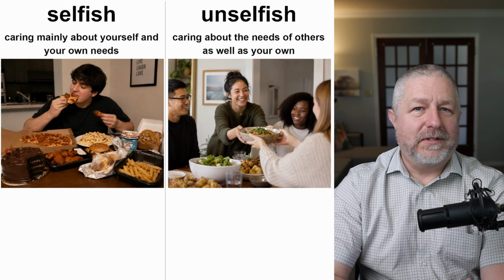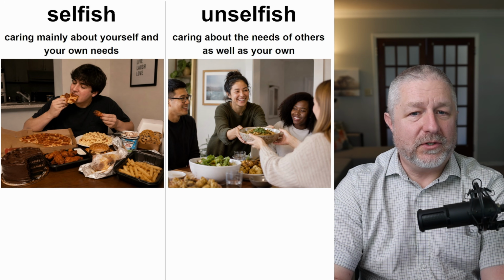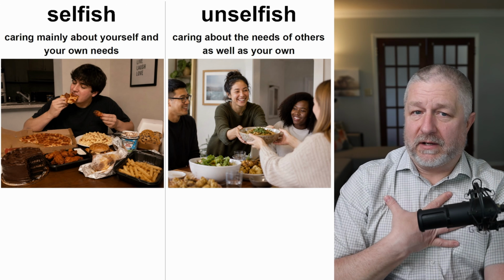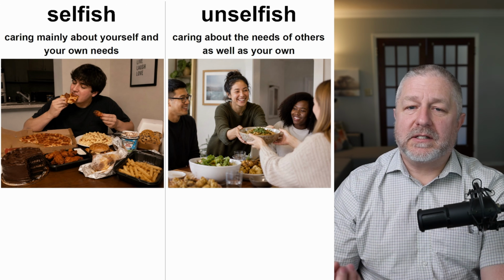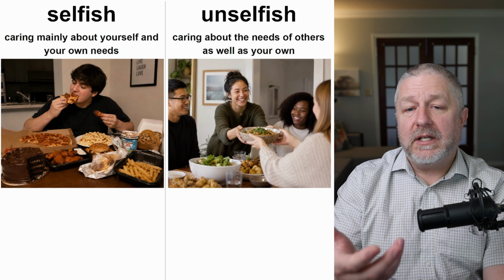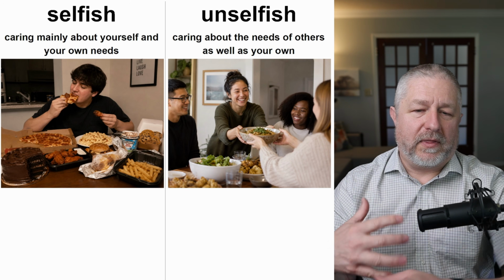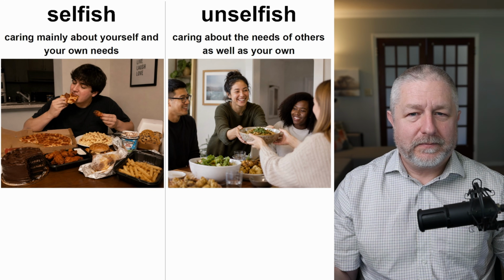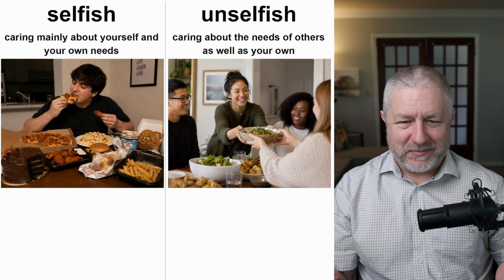Selfish and unselfish. A selfish person would be someone who is caring mostly about yourself and your own needs. So if you care mostly about yourself and your own needs, you may be considered selfish. If you are unselfish, it means caring about the needs of others as well as your own. So in the first picture, we have what I would think is maybe a selfish person. He has lots of food and he is not sharing. It's a lot of food. It's very, very North American types of food there.